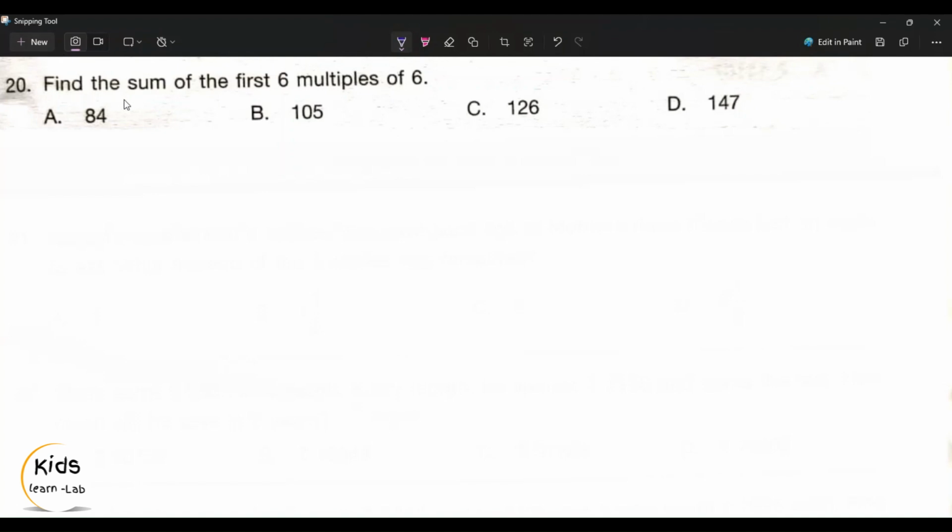Question number 20. Find the sum of the first 6 multiples of 6. So what are the multiples of 6, children? 6 plus 12 plus 18 plus 24 plus 30 plus 36.